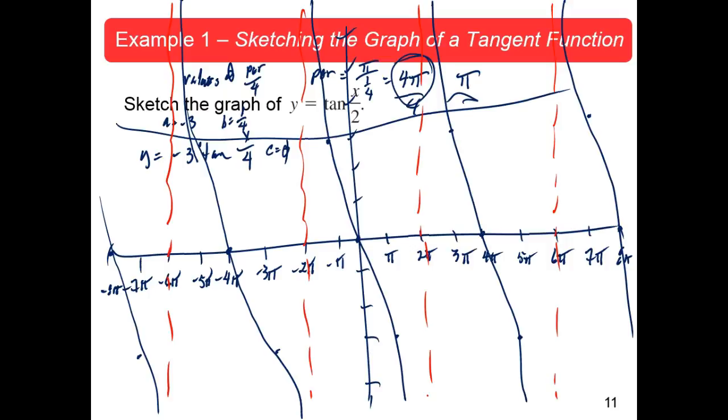The 3 stretches it. The 1/4 x is a horizontal stretch, multiplying a period, which would have been pi, by 4, which means it's 4 pi. So your vertical asymptotes are going to be half a period, which is 2 pi, to the left, 2 pi to the right, and then every 4 pi from there on. Okay. Does that kind of make sense?